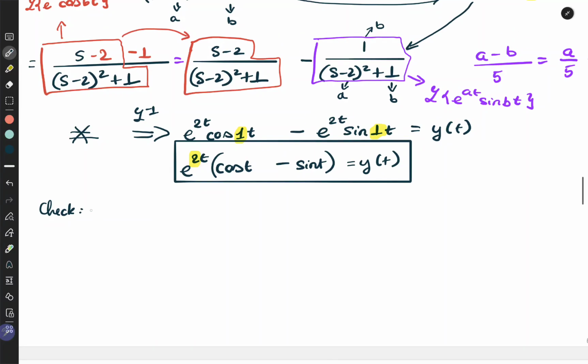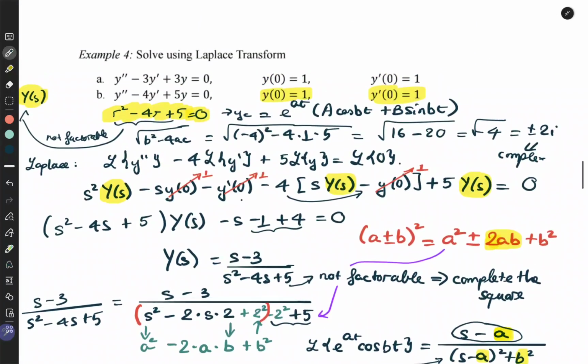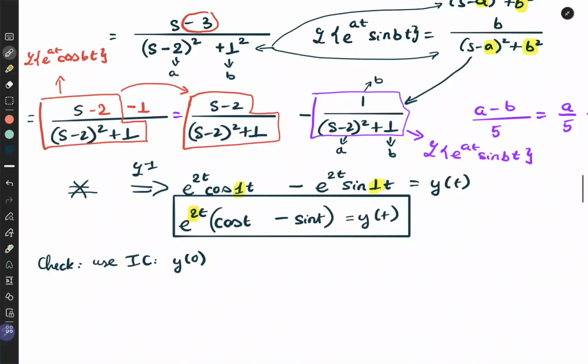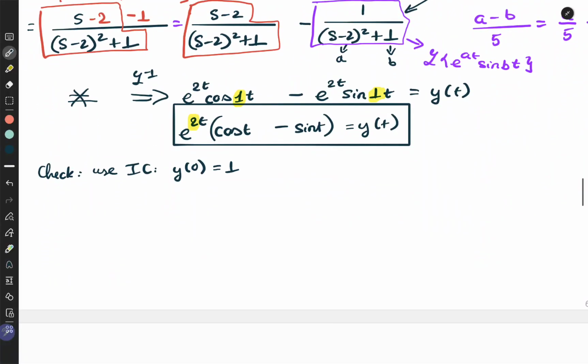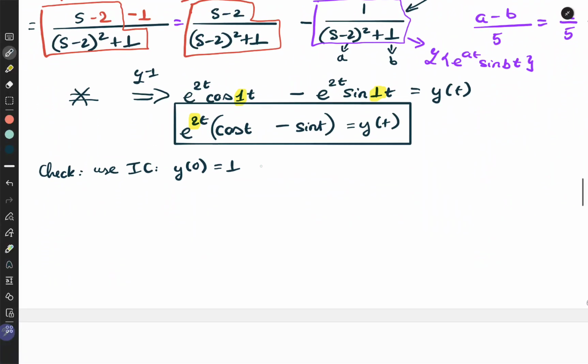How do I check that? Use the initial condition. Just use the y(0), which is 1. Okay, apply y(0), which is 1. Okay, so plug in e^(2·0) cosine 0 minus sine 0. This actually is 1 times 1 minus 0, which is 1. There you go, check. You have the correct solution.